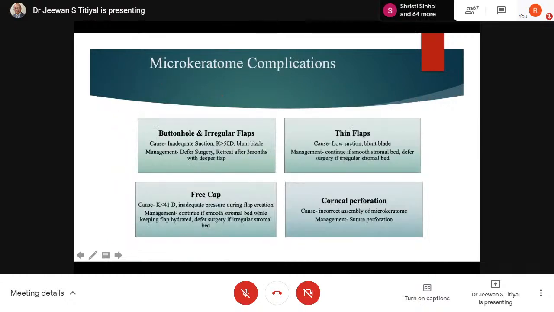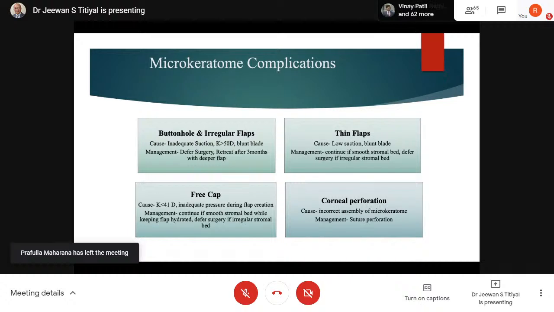Keratome complications, basically buttonhole and irregular flaps, are normally seen in those cases where keratometry is either too flat or too steep. Thin flaps again happen when suction is lost or suction is low. And sometimes if you have a very steep cornea, you can have thin or irregular flaps. Free cap also is common with microkeratome, especially in a very flat cornea. A cornea of around 40 or less can have a chance of free cap. Normally, to avoid this, you need a proper assessment of the cornea. These cases will have a high risk, therefore these patients may be better suited for femtosecond laser flap making.